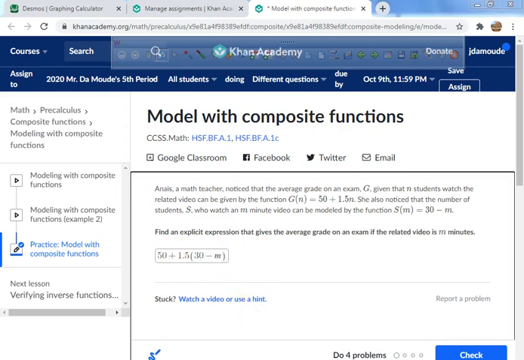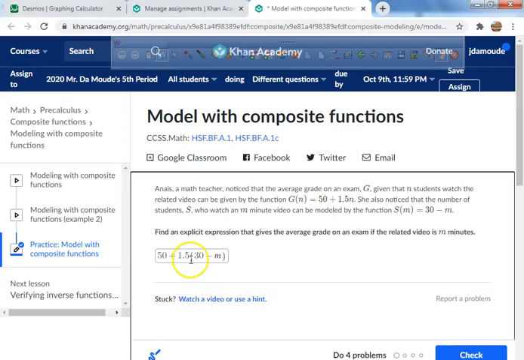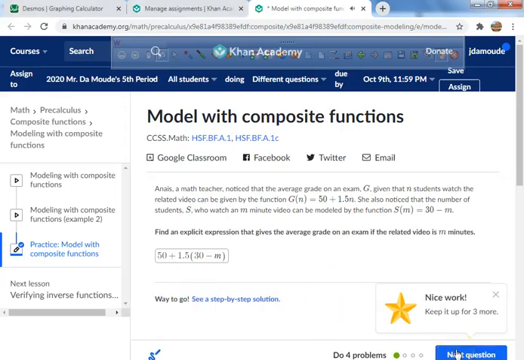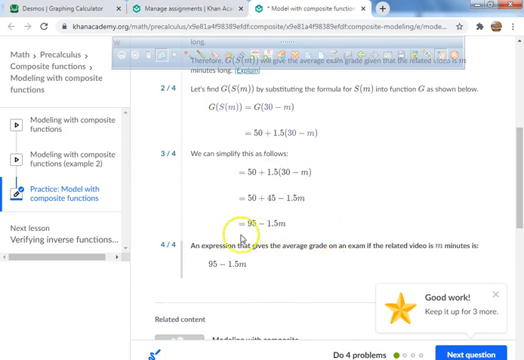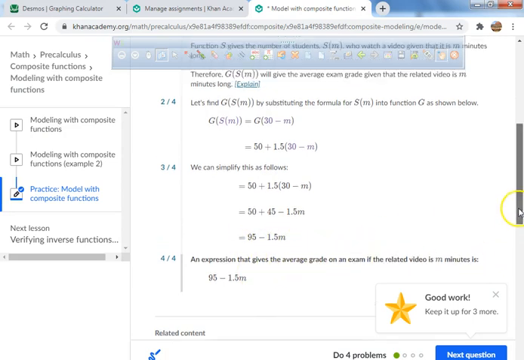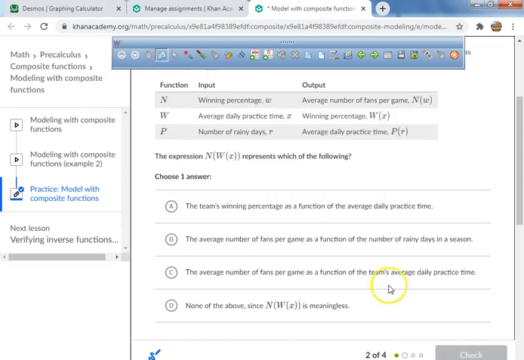Remember, the simplified expression was 95 minus 1.5 m, but I'm not simplifying it, and it'll still count it correct. If that doesn't make sense, go to where it says see step-by-step solution, and you see right here, 95 minus 1.5 m, that was the simplified expression. All right, but you could type in g of s of m, which is this right here. Okay, so hopefully that was useful or important.